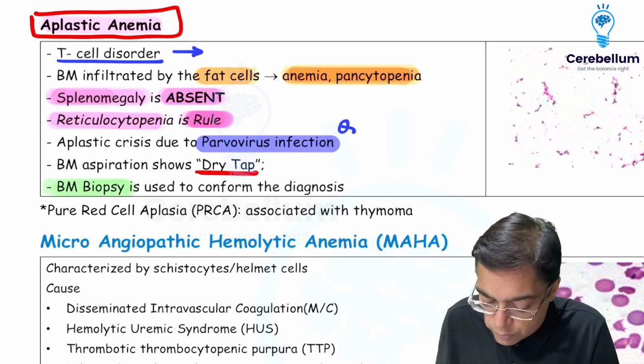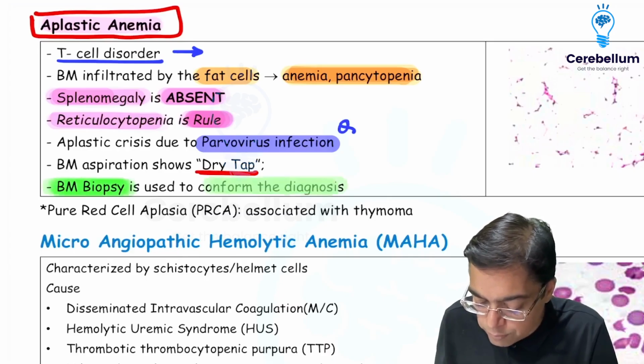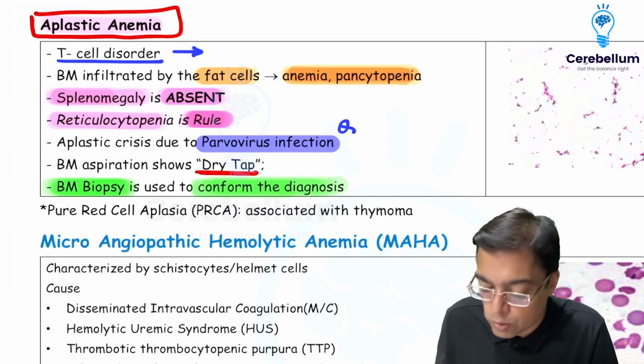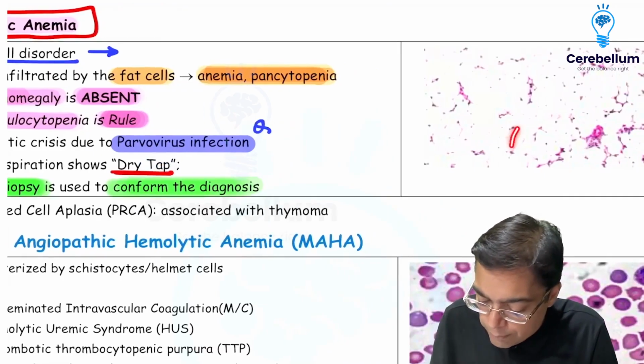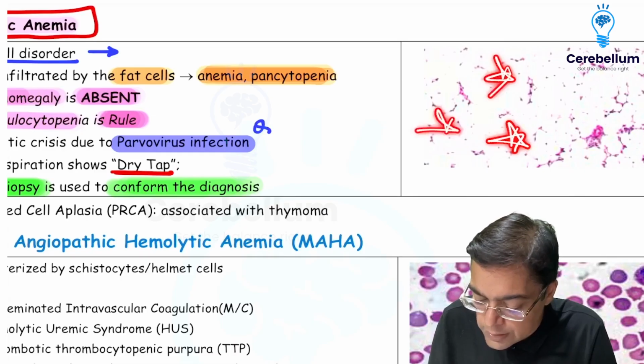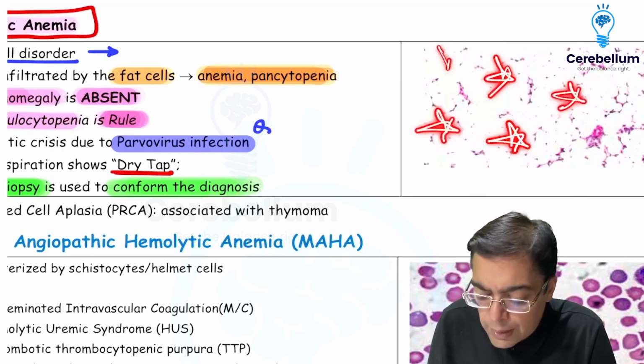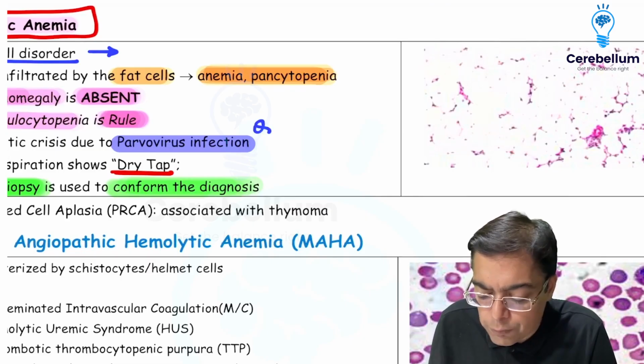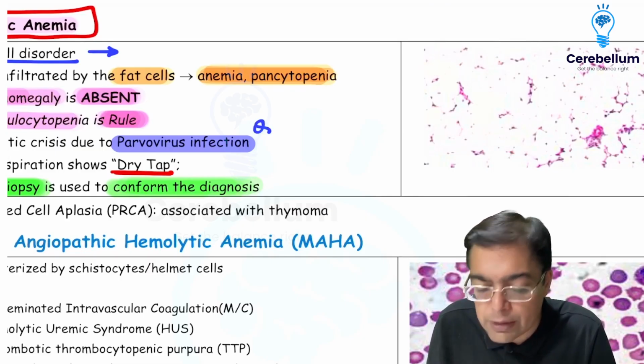So what should be done for confirmation of diagnosis? For confirmation of diagnosis, what you need to remember over here is we have to perform a bone marrow biopsy. What will the biopsy show you? The biopsy shows you empty areas in the bone marrow. Very shocking for the patient. Empty areas in the bone marrow because of replacement of the cellular tissue by the fat tissue.